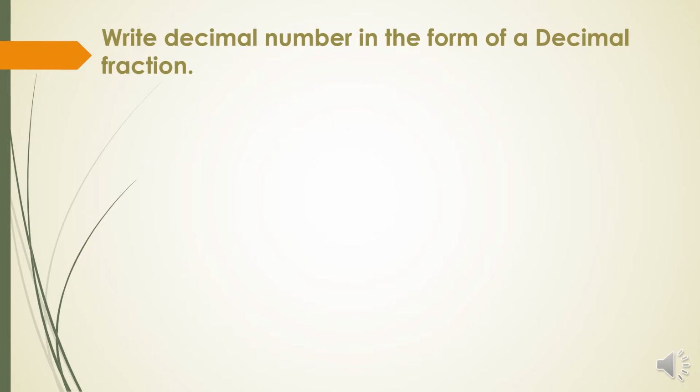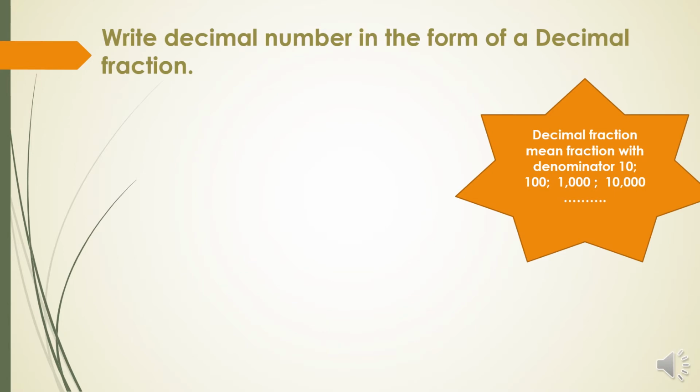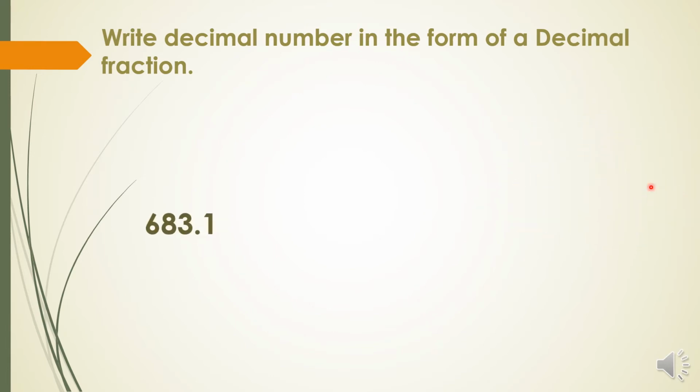Write a decimal number in the form of a decimal fraction. Now the inverse. We have to write the decimal number in the form of a decimal fraction. Decimal fractions means fractions with denominator 10, 100, 1000, 10,000 and so on. Okay? Let's take the first example, 683.1. How can we write it as a decimal fraction?